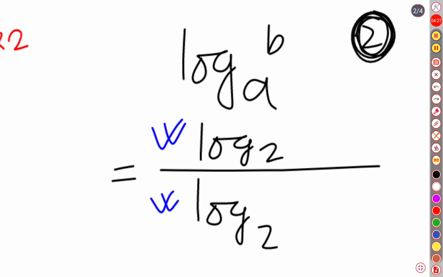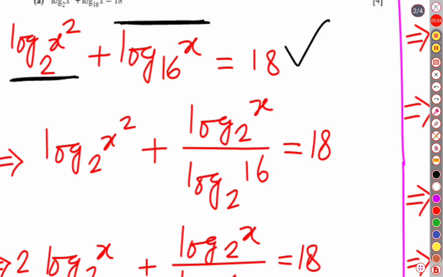Then log base 2 has been written in the numerator as well as in the denominator. Then the argument of the question becomes the argument of the numerator. Then the base becomes the argument of the denominator. It is a. So this is how we can convert. If we go back to our question, we will see it is exactly as I have shown.